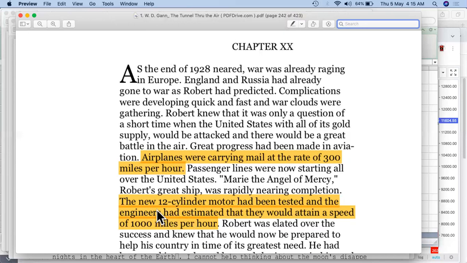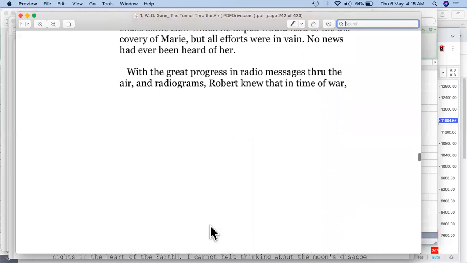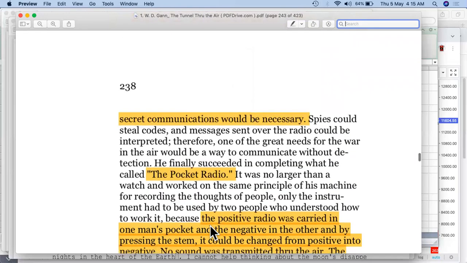He also made a new 12-cylinder motor that had been tested, and the engineers estimated that it would attain a speed of 1,000 miles per hour. So this was a great speed during that time period. Not many had achieved that.